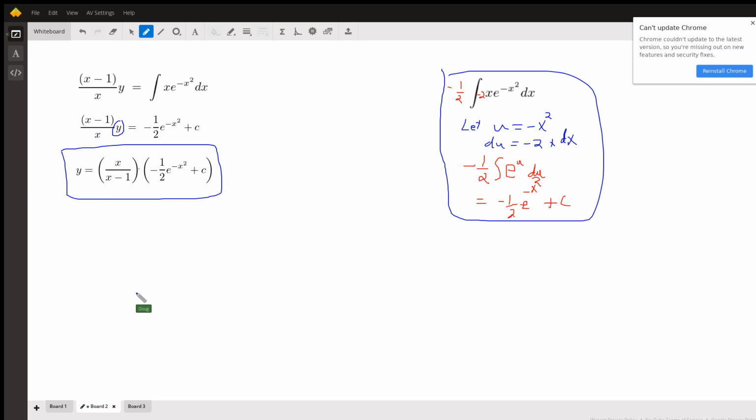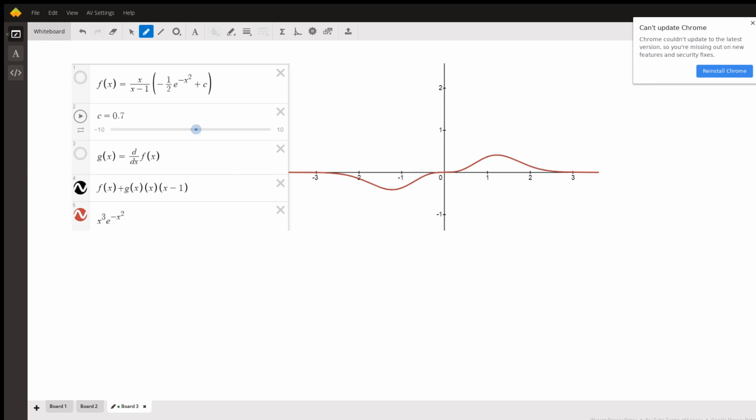If I go to board 3, I can show you how you could use Desmos to check your answer. There's the original function. I can put parentheses there. And if I use the Desmos derivative operator to say that g of x is the derivative, well, then here is the original solution, plus y prime times x times the quantity x minus 1. And here's the graph of the right-hand side of the differential equation, x cubed times e to the minus x squared. And they're the same graph.